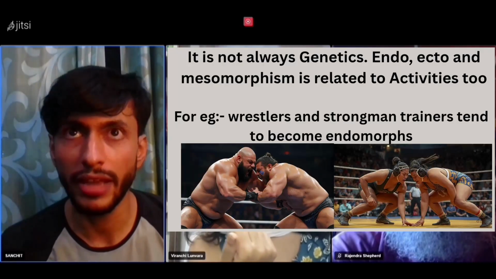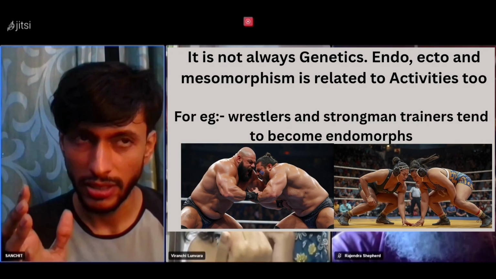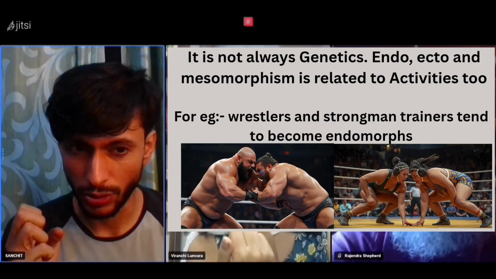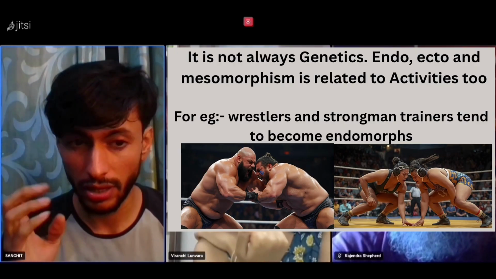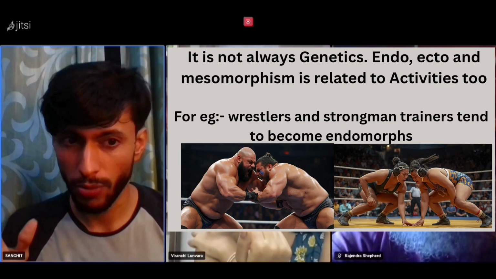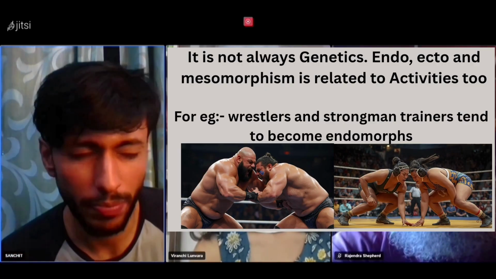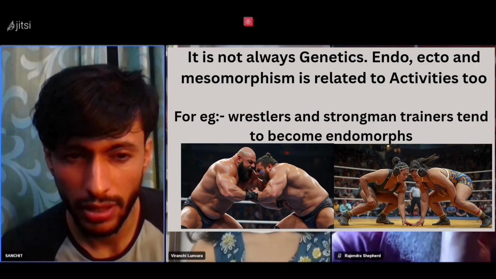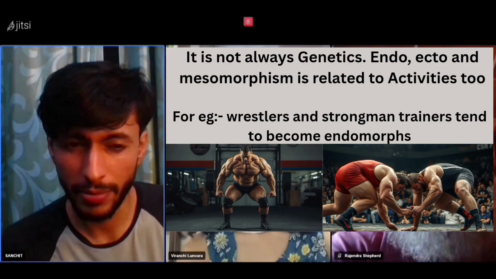What I understood from mesomorphs, ectomorphs, and endomorphs, if I'm not wrong, is that these are all gifted through genetics. If I'm not wrong. Yeah, sometimes it's genetics, sometimes it's physical activity also. If you notice, wrestlers tend to be endomorphic, or strongman trainers, or people who work for strength, they'll be a little bit endomorphic.